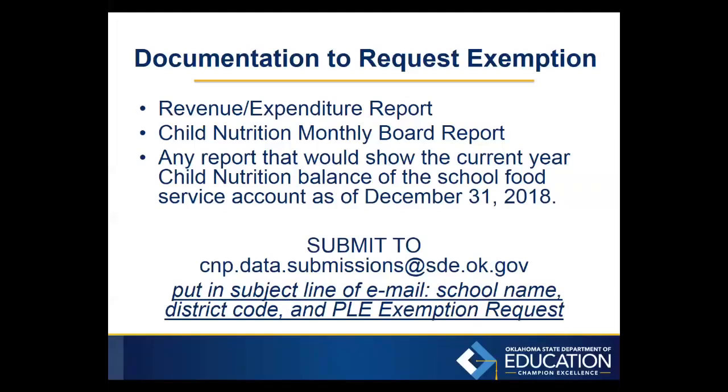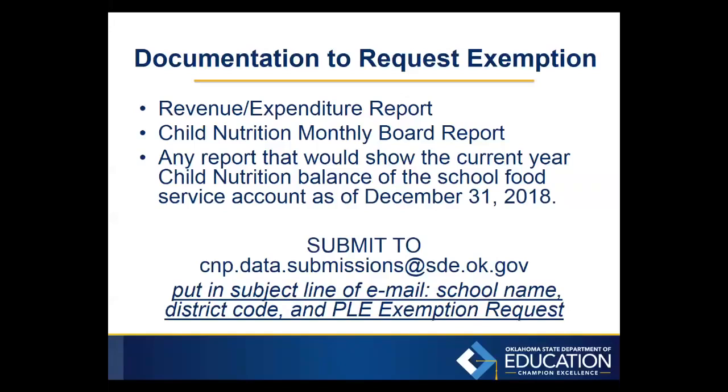Some of the documentation that you will need if you're going to apply for one of the exemptions and send in your request for an exemption would be your revenue expenditure report, and that can be the summary report from your OCAS accounting. It doesn't have to be the 20, 30 page report. It can be the summary. A child nutrition monthly board report would work, or any other report that shows that your school food service account had a zero or a positive balance as of December 31st.